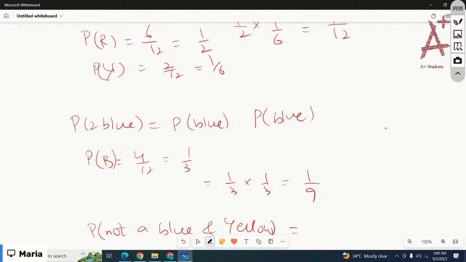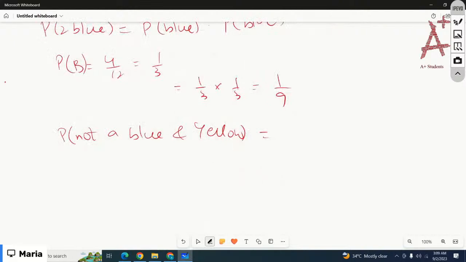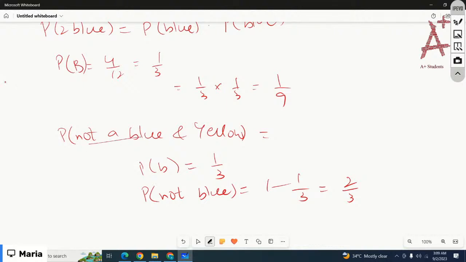Probability of not blue means, let's just calculate the probability of blue first. Probability of blue is 1 over 3. So probability of not blue is 1 minus 1 over 3. That would be 3 minus 1, 2 over 3. So the probability of not blue is 2 by 3.